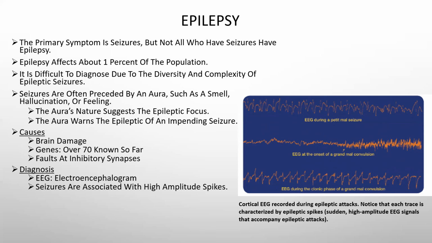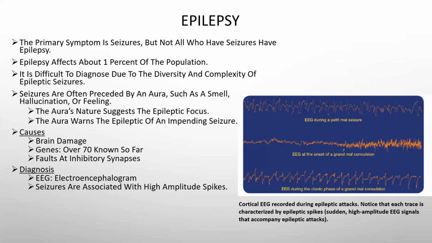Epilepsy affects about 1% of the population. It is difficult to diagnose due to the diversity and complexity of epileptic seizures. Okay? And if somebody was hooked up to an EEG, you might see some seizure activity in perfectly normal individuals. Just it wouldn't last for very long. Okay, it would just be a small rhythmic display of the EEG.